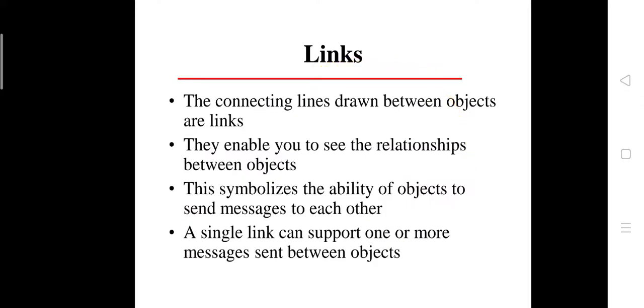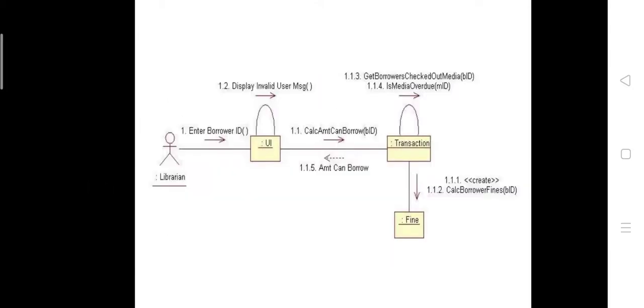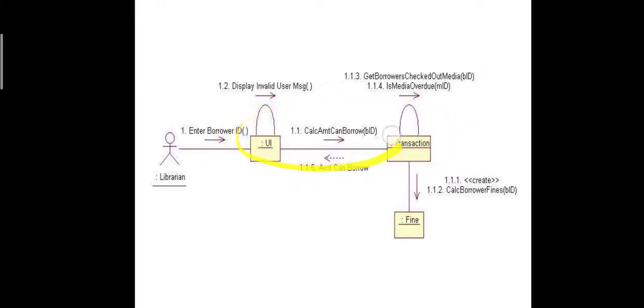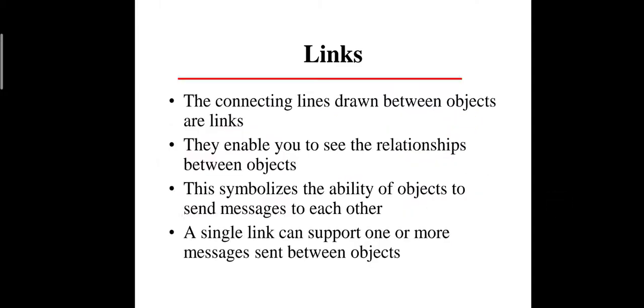Okay, the next element of the collaboration diagram is nothing but links. The connecting lines that are drawn between the different objects, as shown here, are called the links. They enable you to see the relationship between the objects. The links show the relationship between the objects.